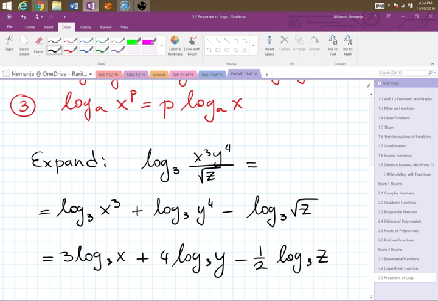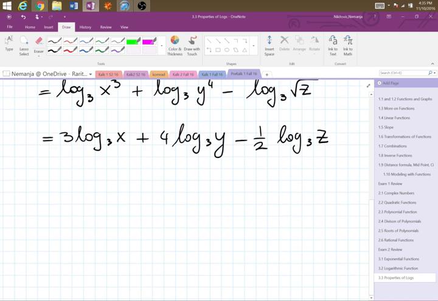So one more time. There is multiplication between these two, so they are added by formula 1. There is a division sign between top and the bottom, which is a subtraction from formula 2. And then each one of the exponents, 3, 4, and 1/2, was kicked out in front of the log because of formula 3. That's it. Now I will ask you to solve one. This section is extremely short, guys. This is it.